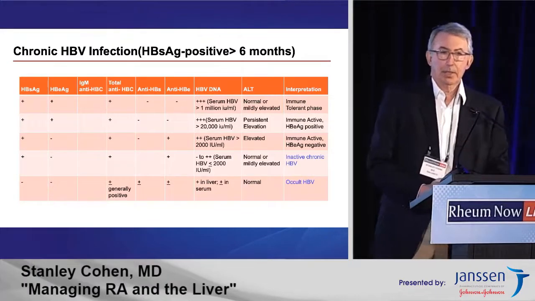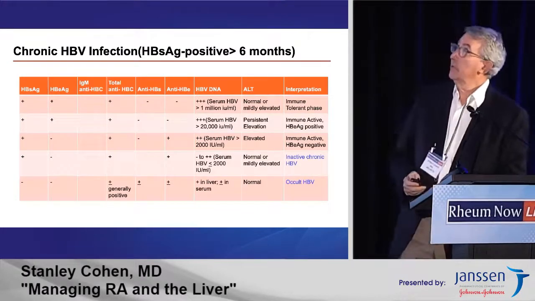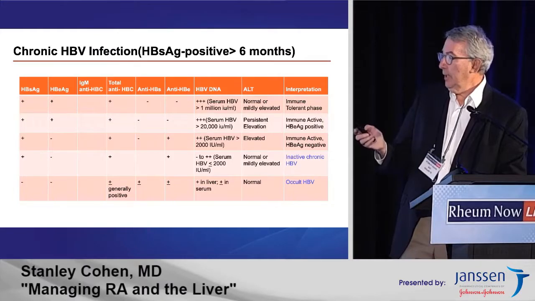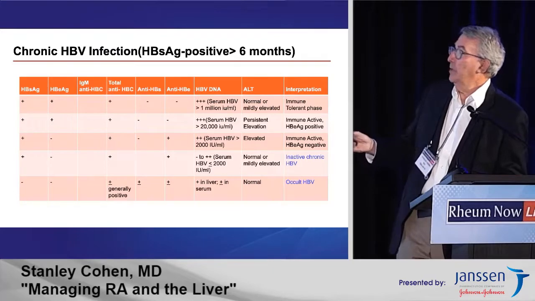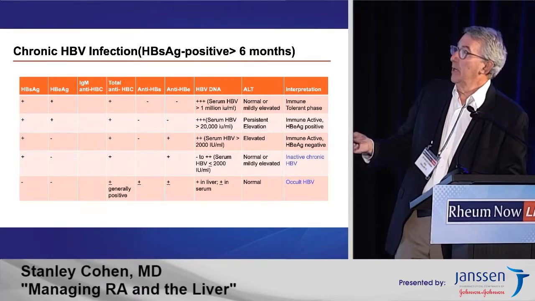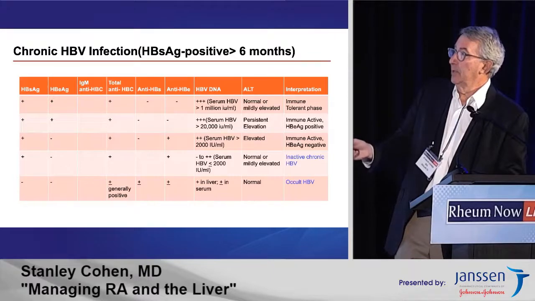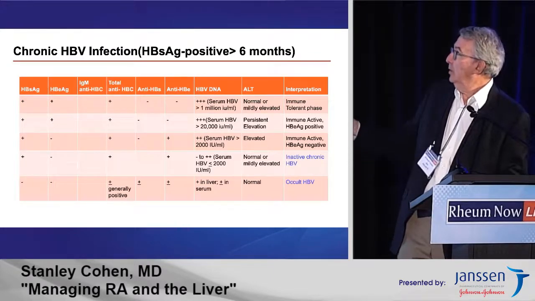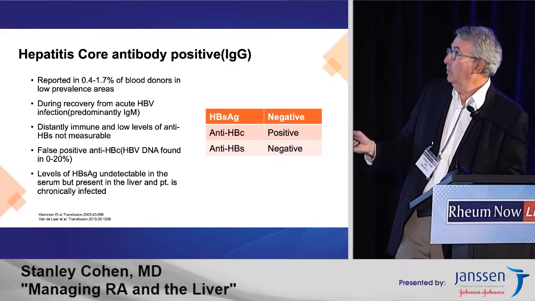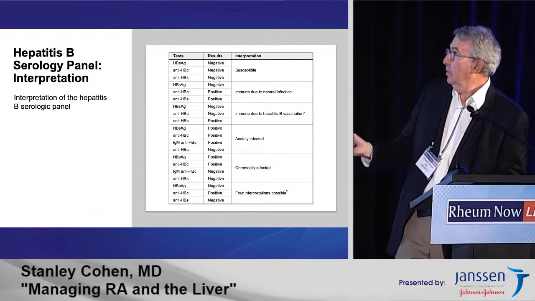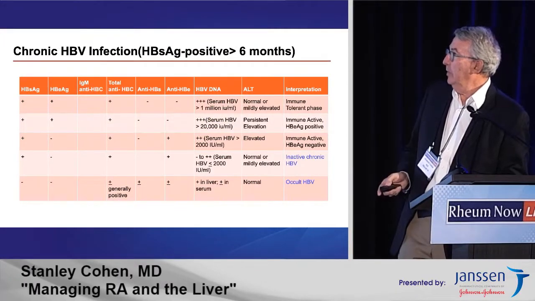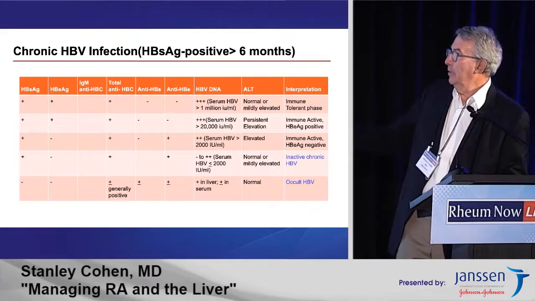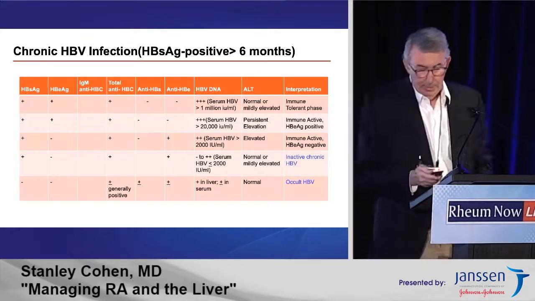Again, this is looking at chronic hepatitis B viral infection, surface antigen positive greater than 6 months, and just focusing down here, this is what we deal with in practice. These are the patients who are core antibody positive. They may be surface antigen positive or surface antigen negative. So, inactive chronic hepatitis B viral infection or occult infection, with surface antigen and core antibody positive.